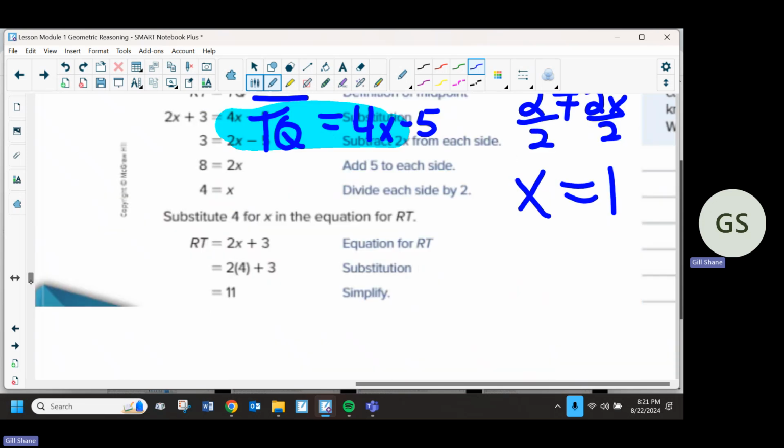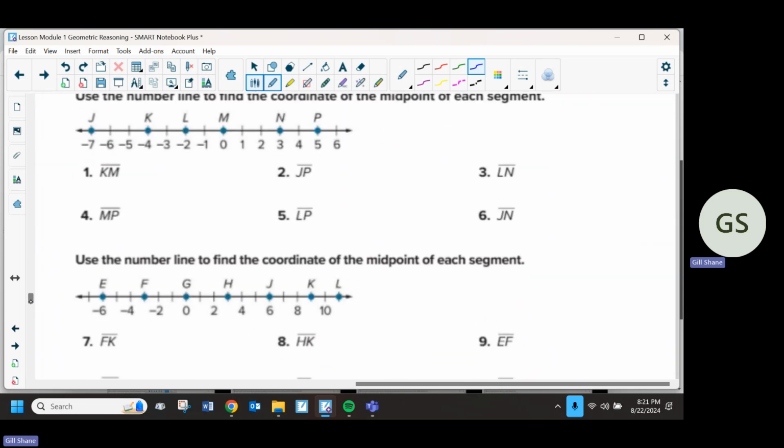So I think that's in the other video. I haven't really done it in class. It's not really on this quiz. I'll probably put it on the next quiz with bisectors and whatever the next lesson is.